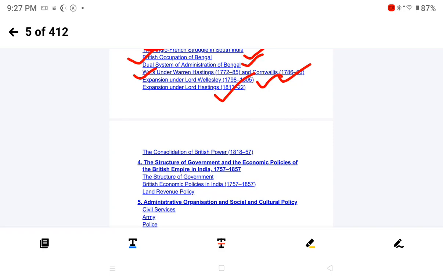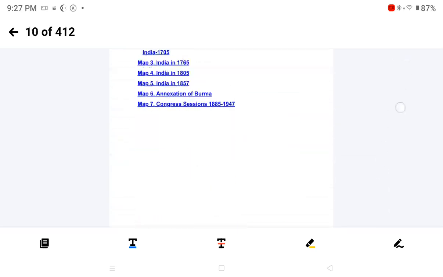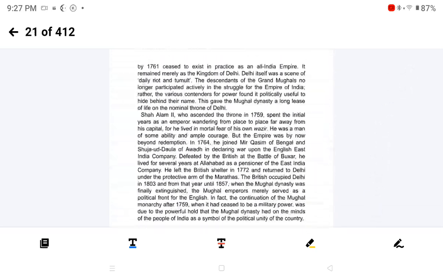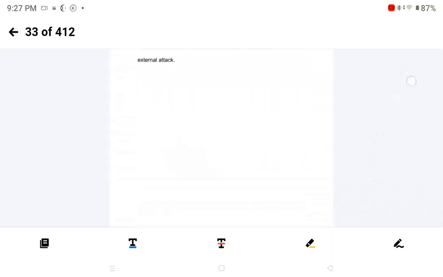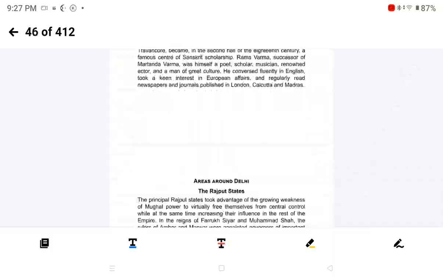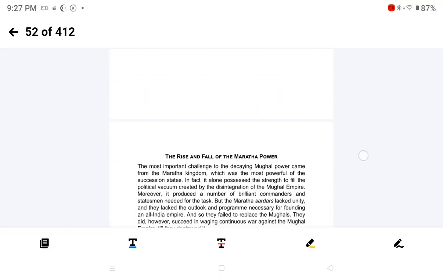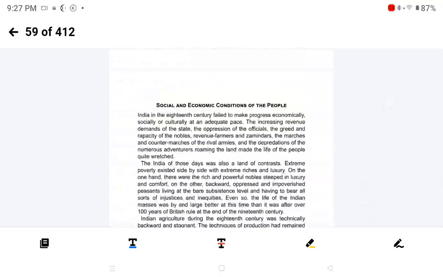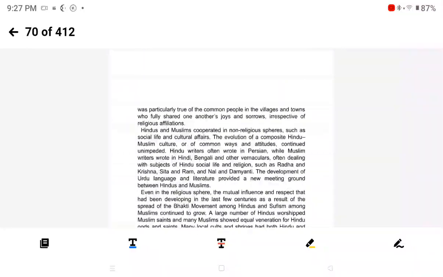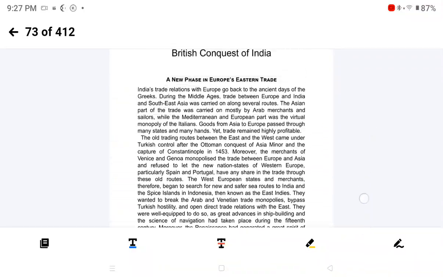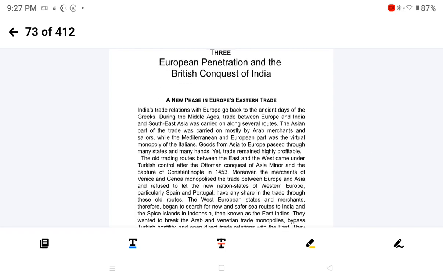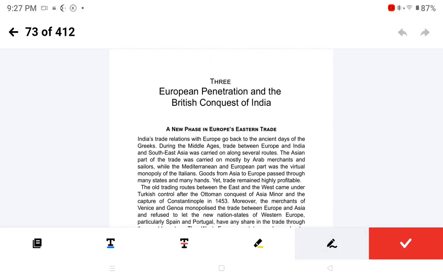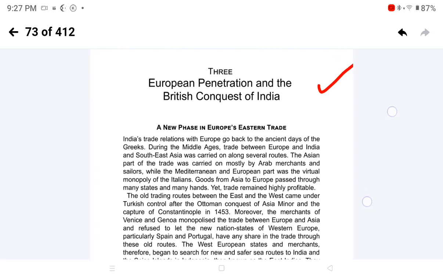And then the consolidation of British power, 1818 to 1857. So let's start the third chapter. This is the third chapter, European Penetration and British Conquest of India.